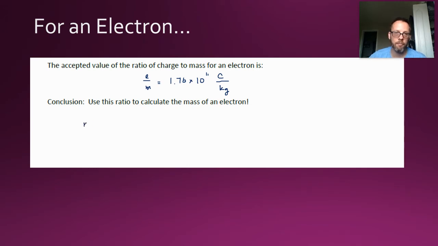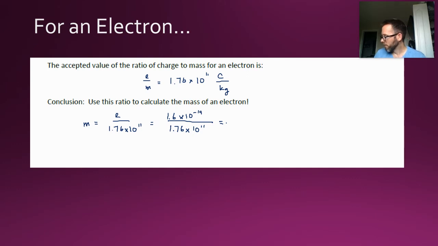So the mass of an electron would then be E divided by this 1.76 times 10 to the 11. And we know E, 1.6 times 10 to the minus 19, divided by 1.76 times 10 to the 11. And if you give this a go, I might throw in 1.602 here just to get a more accurate value. 10 to the minus 19 divided by 1.76, 10 to the power 11. So we get our familiar value, about 9.1 times 10 to the minus 31 kilograms.